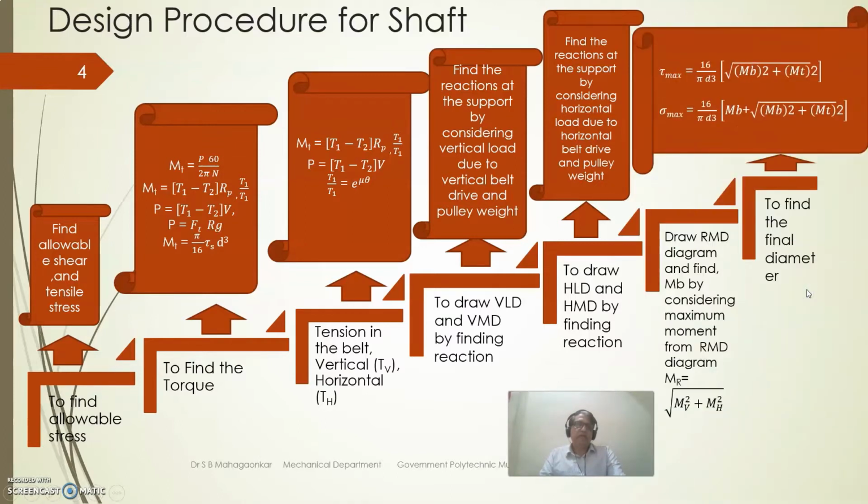Taking the maximum bending moment in the resultant moment diagram, we can adopt it here as the MB and MT values. Apart from this, sometimes we use KB and KT factors, that is, shock and fatigue factors for the bending and the torque. If they are given, you can use them here to find out the shear stress or the tensile stress.